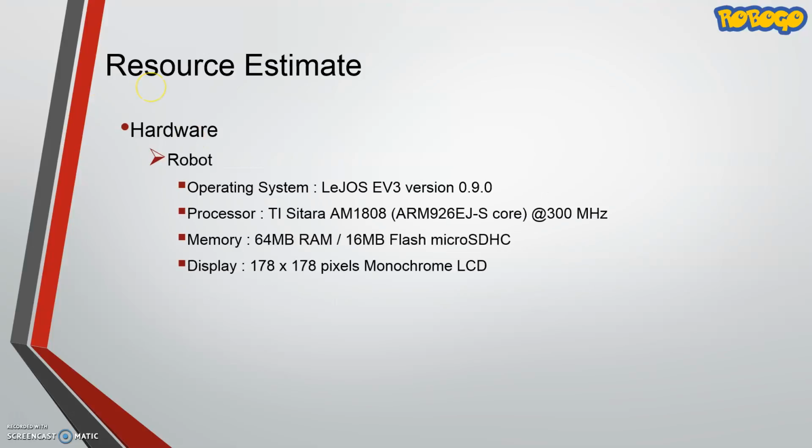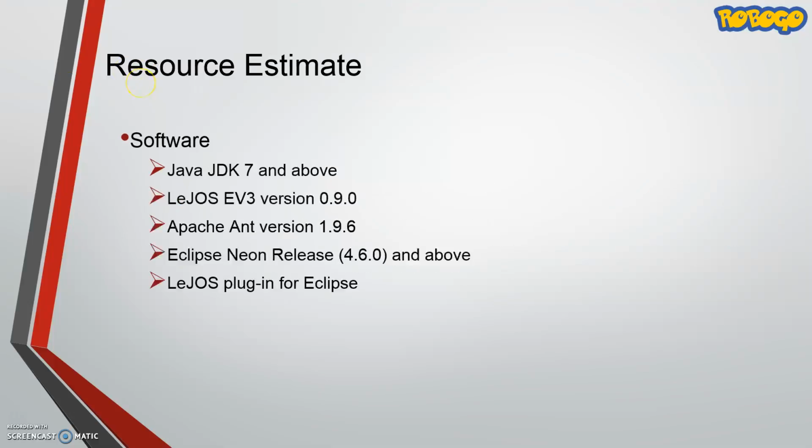Next, for the robot, basically it has to run on the Lego EV3 version 0.9.0 and above. And I believe that the processor, the memory, and the display should be fairly standard when you purchase the robot, and it should come with it. Next will be the software. For software, we need to have a Java JDK 7 and above, and also the Lego EV3 version so that we can connect to the robot.